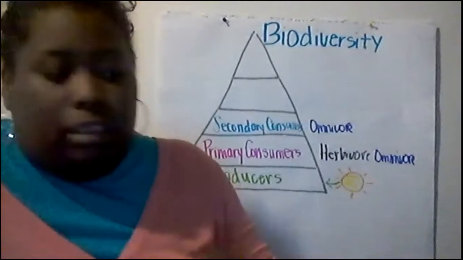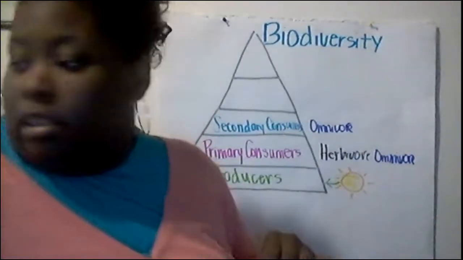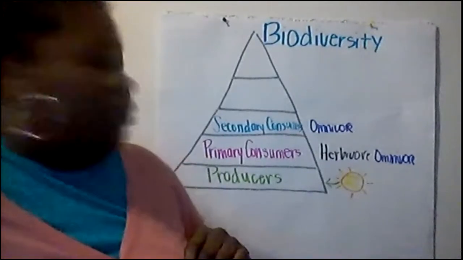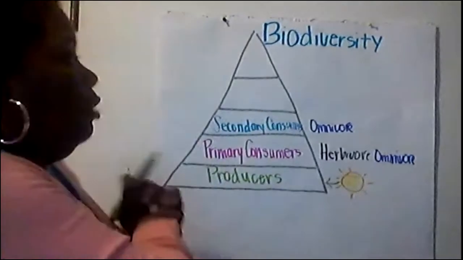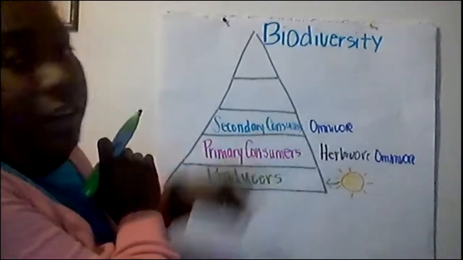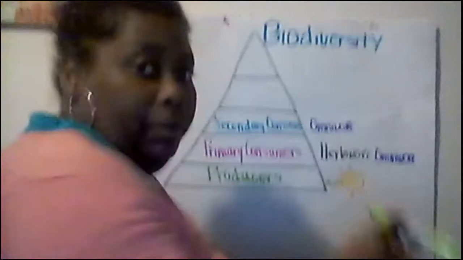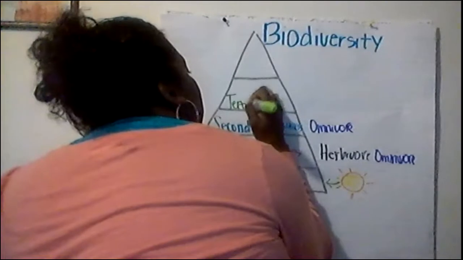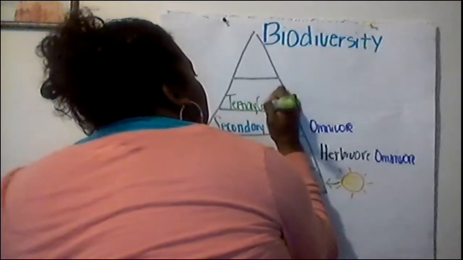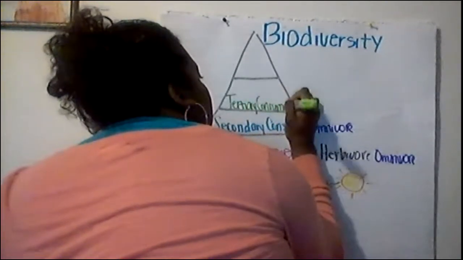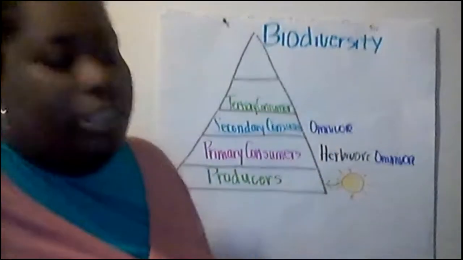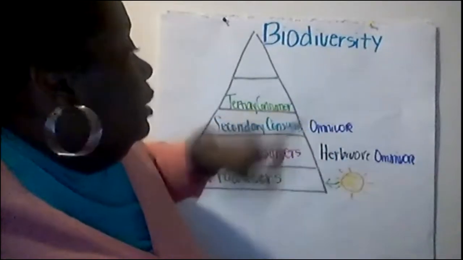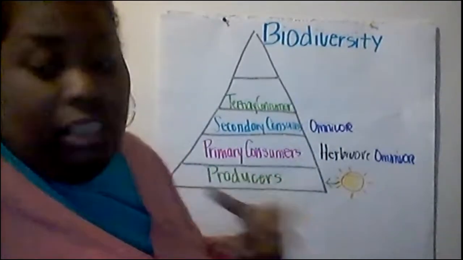Now, let's go with green again. All right, an organism that eats secondary consumers would be a tertiary consumer. A tertiary consumer could be an omnivore, but typically a tertiary consumer is a carnivore.